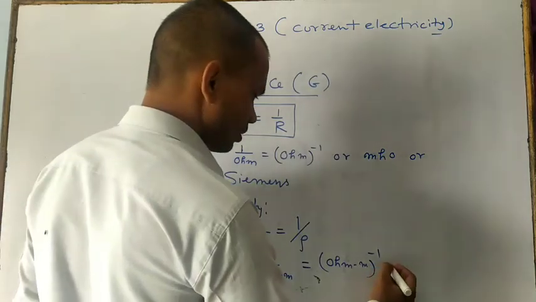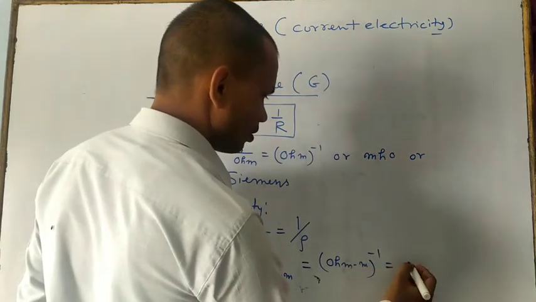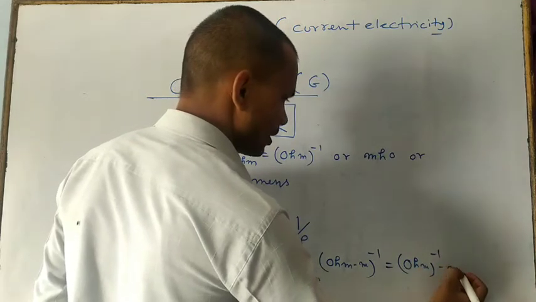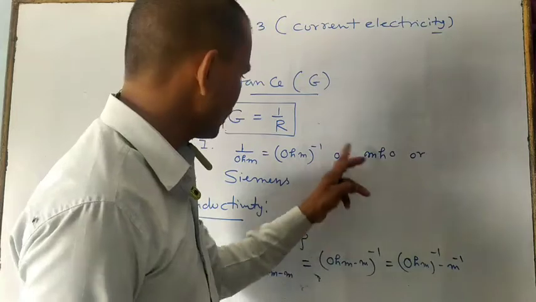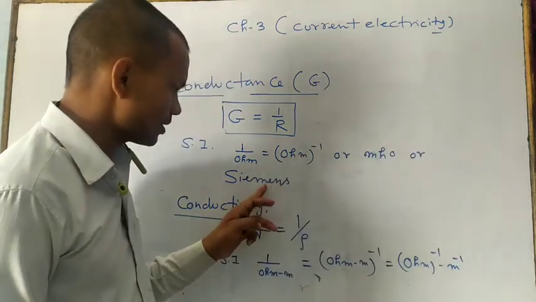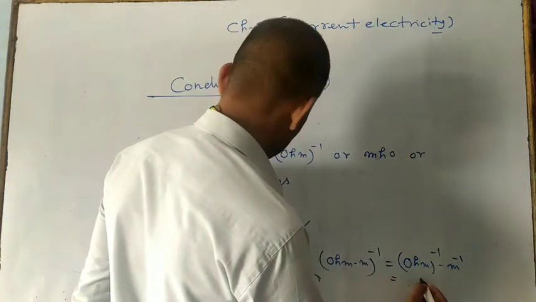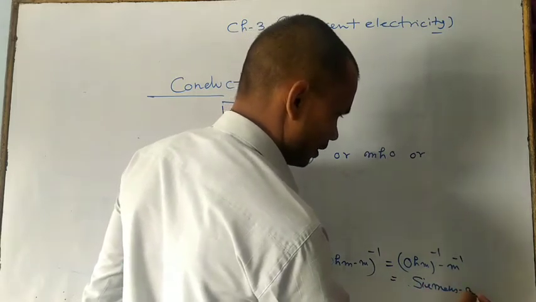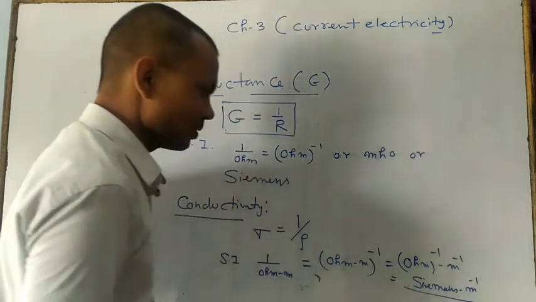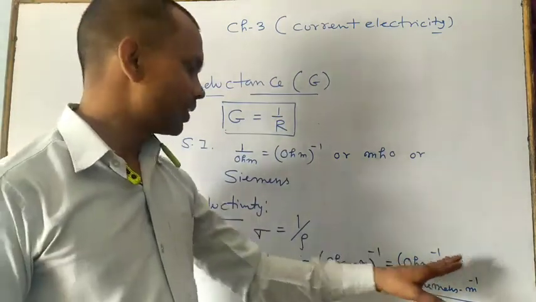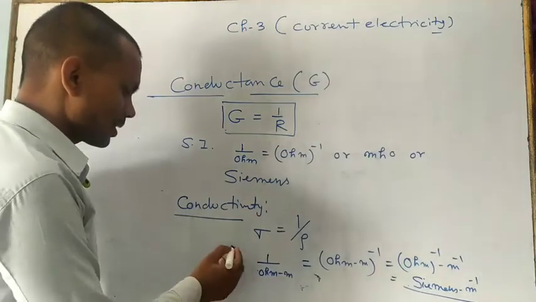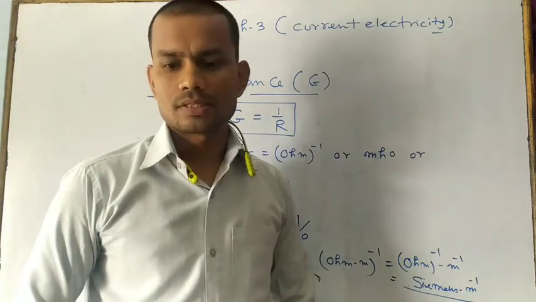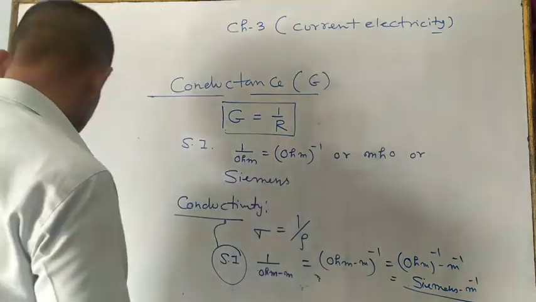So we can write this is equal to ohm inverse, or in place of ohm inverse, we can write Siemens, and then meter inverse. So Siemens meter inverse or ohm inverse meter inverse, this is known as the SI unit of the conductivity, right? Now after this one, we are going to discuss about the vector form of Ohm's law.